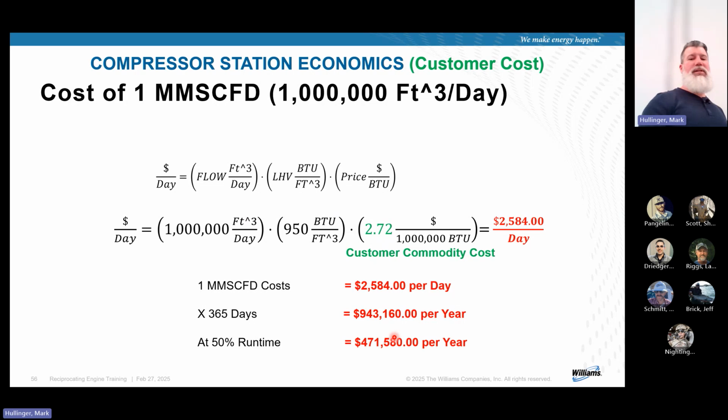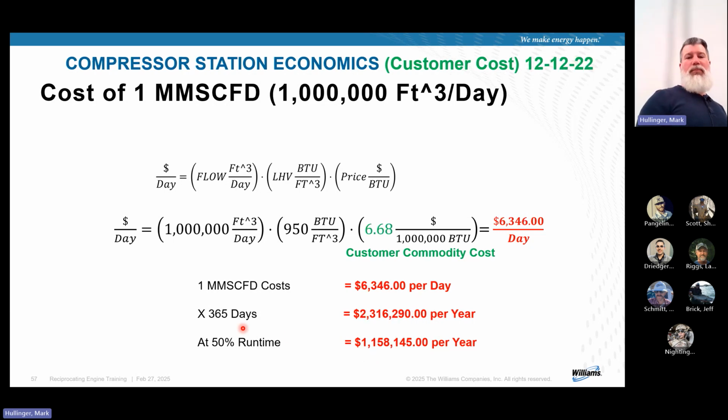And if it's running 365 days a year, that's $1 million. If it's half the time, it's $500,000, right? So that's just 1 million. So in the wintertime, this is 2022, commodity price went up to $6. Now the customer is paying or buying $2.3 million per year in product. That's how much that costs, just 1 million. So that's $6,000 per day. So the commodity price matters to the customer.